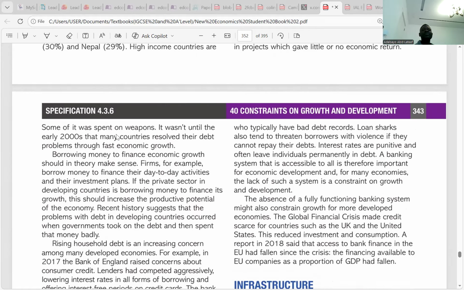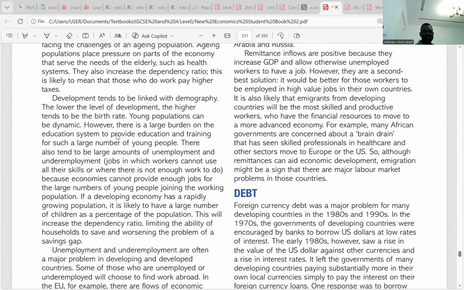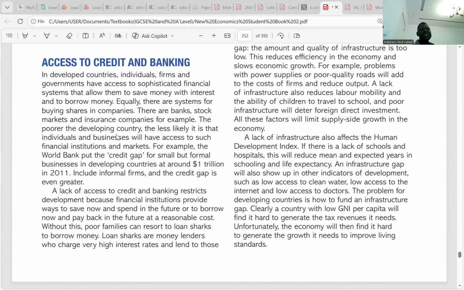Now, access to credit and banking. The ability to have access to credit and banking lies on the banking system. A banking system that is functioning would make credit accessible. A banking system that is functioning would allow people to save now, to spend later, would allow people to borrow now and pay back later.